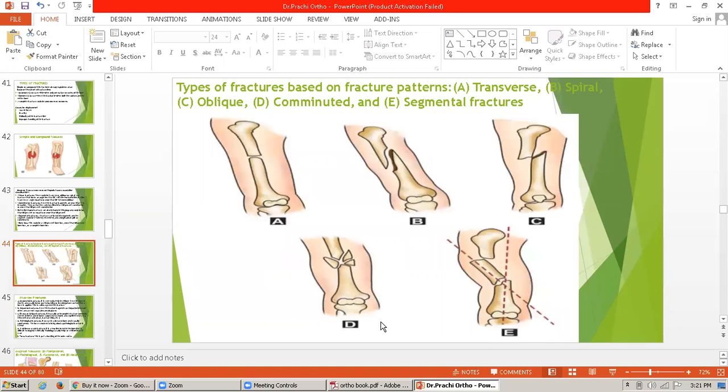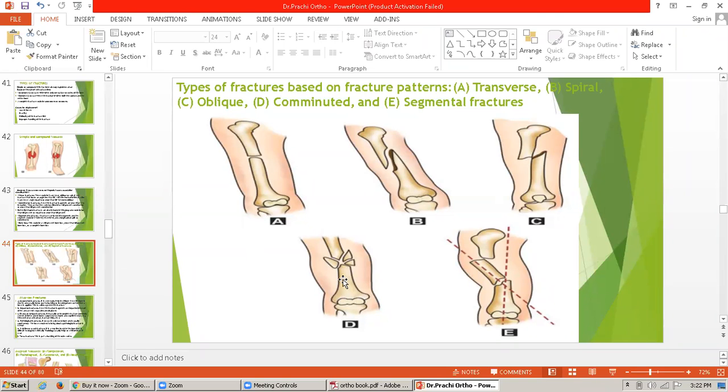So types of the fracture based on the fracture pattern. The first one is A, the transverse fracture. In that transverse fracture we can see in this diagram. Then B, that is the spiral fracture. In that we can see how the bone is fractured spirally. This is a diagram of an oblique fracture. In that we can see how the fracture shows an obliqueness.